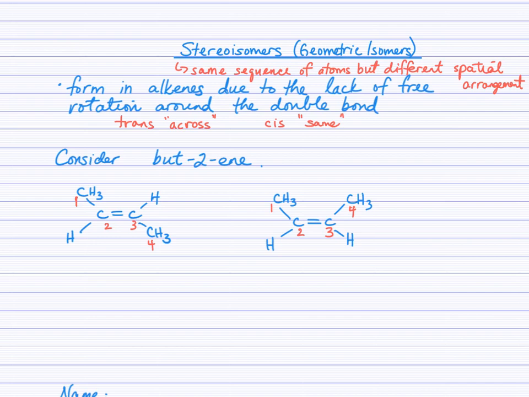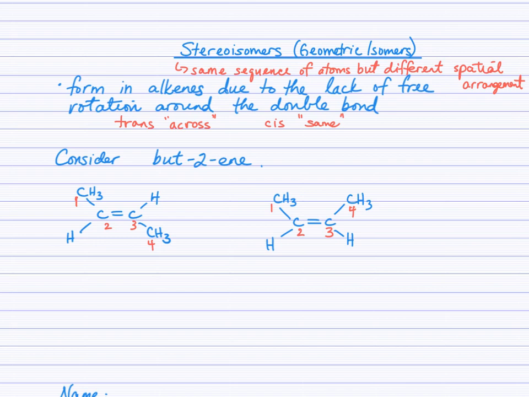I'll elaborate in a specific example. Consider but-2-ene. You'll notice that I've numbered the carbons of the parent chain, and in both these diagrams you see 4 carbons all numbered in red, 1, 2, 3, 4. In both cases, the sequence is the same: CH3, CH, double bond, CH, CH3. That's what I mean by they have the same sequence of atoms, but there is a different spatial orientation.